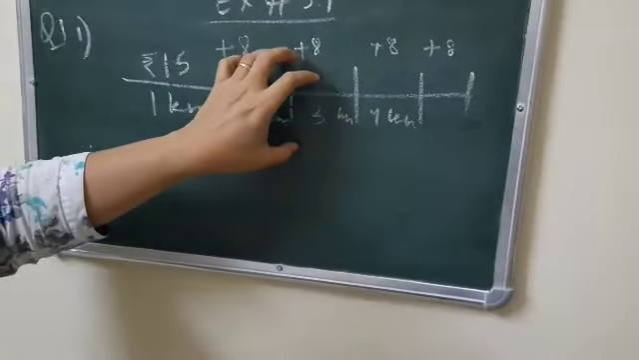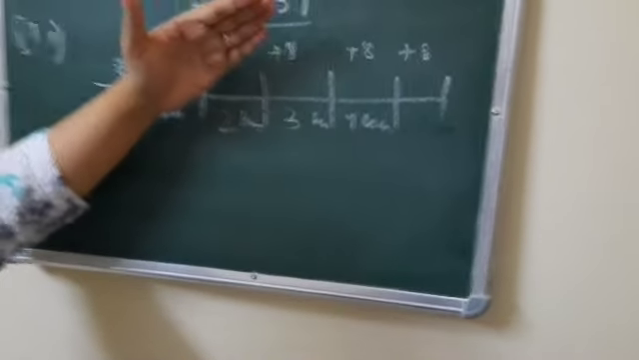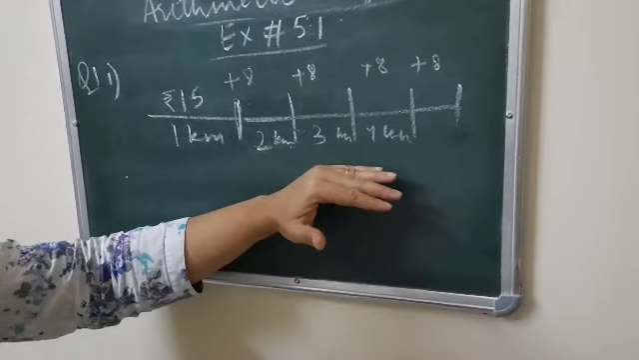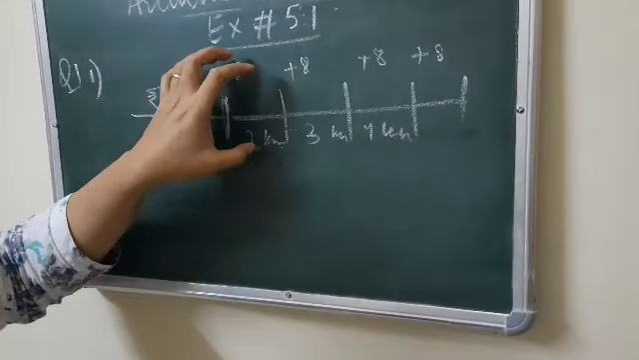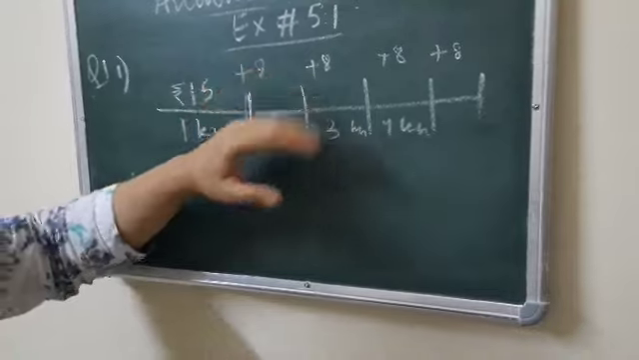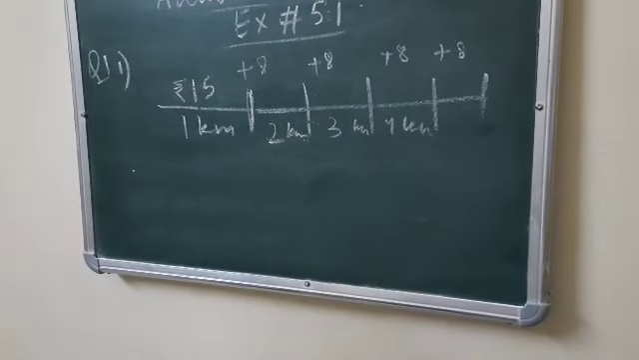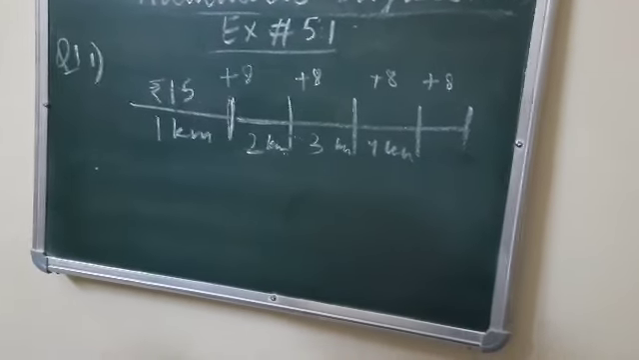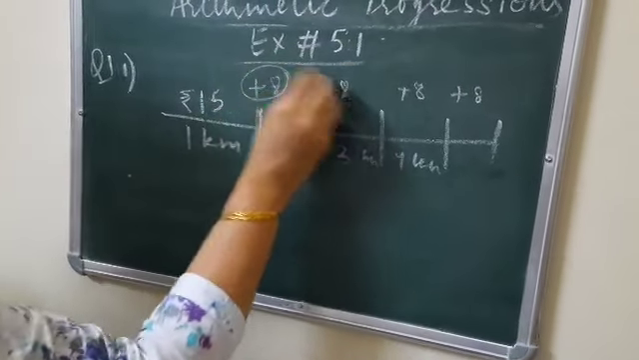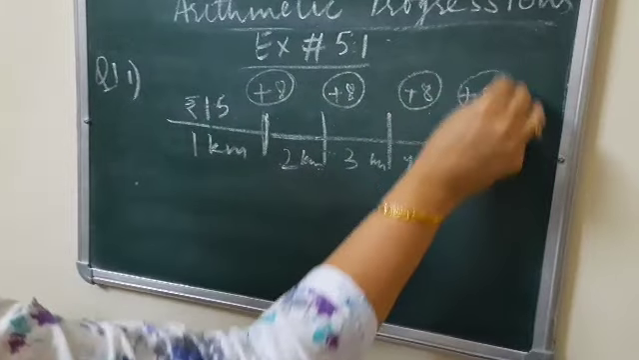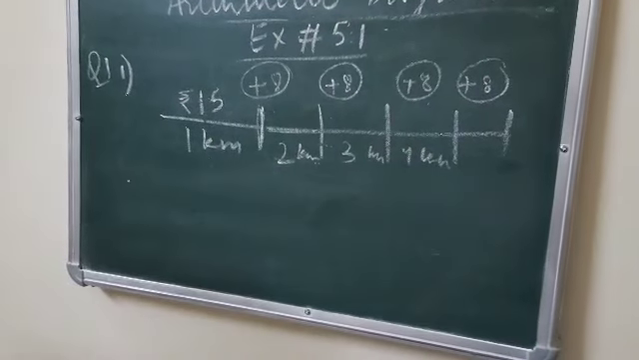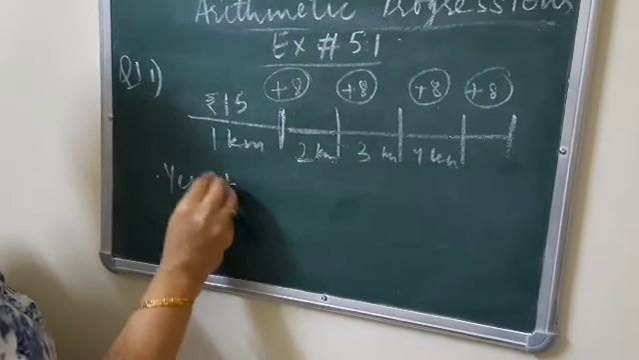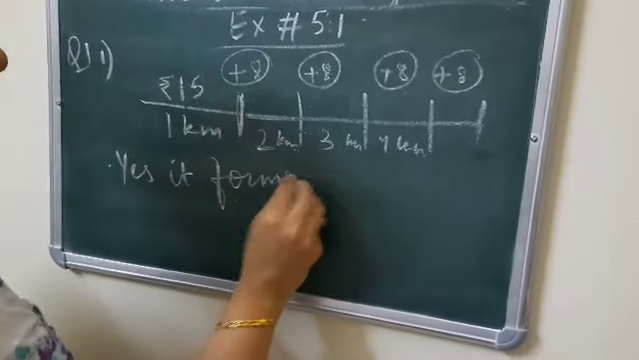Now if he goes for 2 kilometers, he has to pay 8 rupees more than 15 rupees. For another kilometer, that is if he moves for 3 kilometers, whatever money he is giving for 2 kilometers plus 8 again he has to pay. So likewise for each successive kilometer, he has to pay 8 rupees additional. That means what is this 8 acting as? 8 is acting as the common difference. The common difference is the same. So you will write yes, it forms an AP.